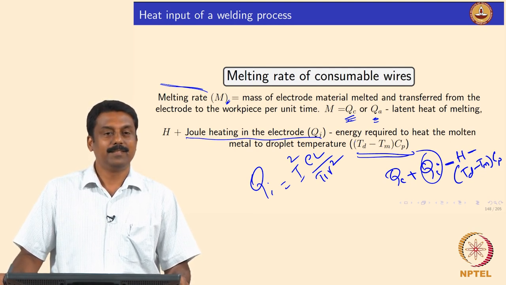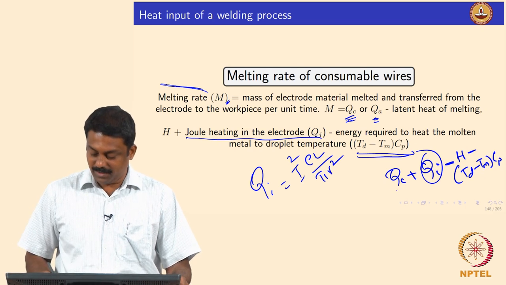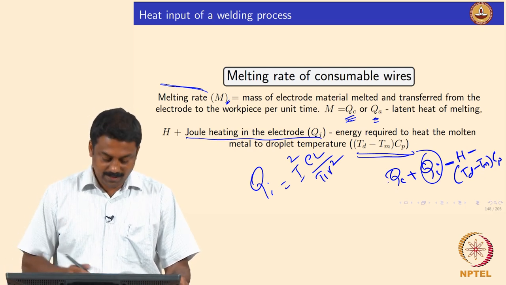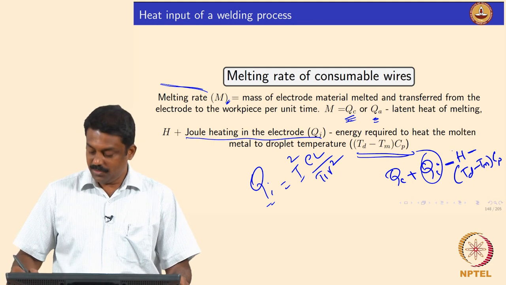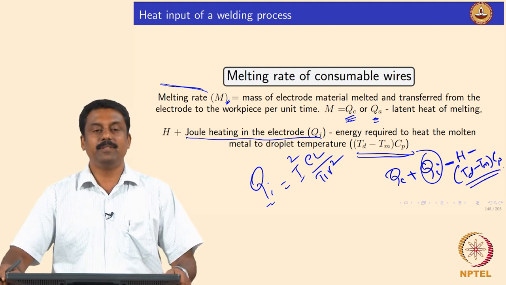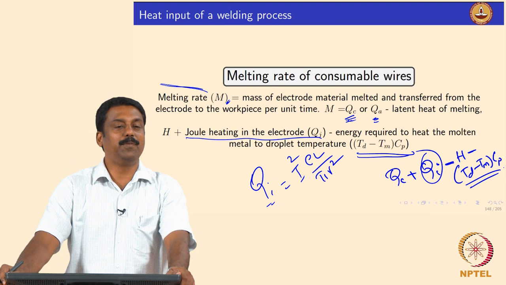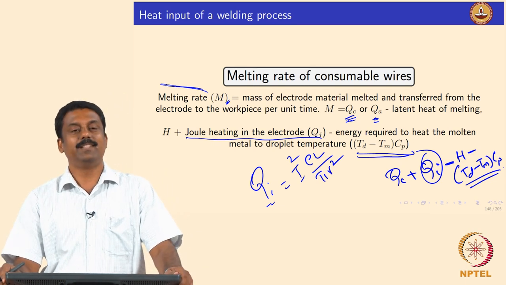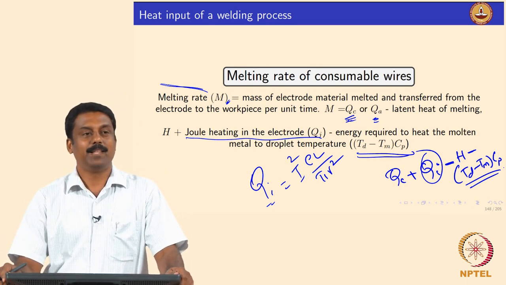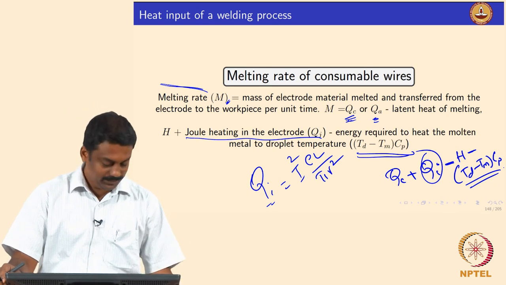Right. It's clear. So we have now equations for QC and QA. We have equations for QI. We know H. We know this. If you know specific heat capacity, if you know all these four, we can calculate the melting rate. Yes, so simple.